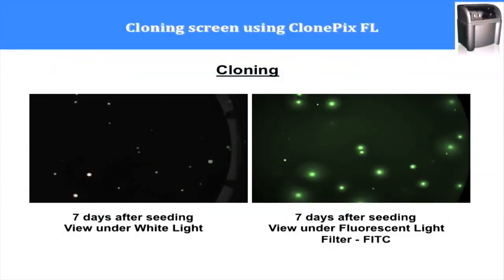This is for the cloning. In almost all cases, the cloning picture is much more beautiful than the fusion picture, because this time we already have a nice parental clone that we know is secreting antibodies. So you can see the nice white colonies under the white light. And then this is under the fluorescent light. You can see that almost every single one is fluorescent, is positive. Probably this one is not. But this is how the picture looks.